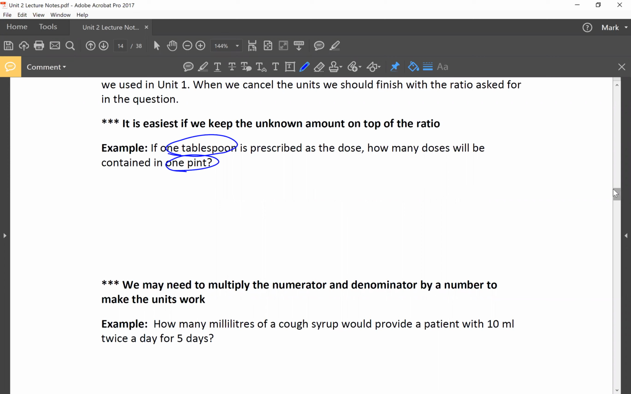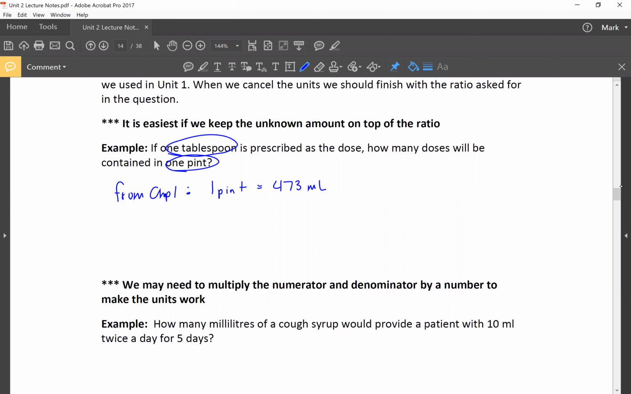So what I'm going to do is convert 1 pint to milliliters. How many milliliters are in 1 pint? I think it's 473. This is straight from chapter 1, by the way. Let me just look that up. Yeah, 1 pint. This is from chapter 1. You do not need to memorize this, but 1 pint is 473 milliliters.